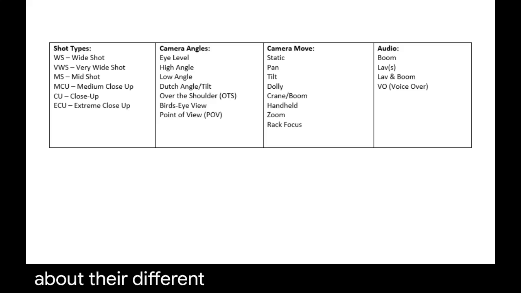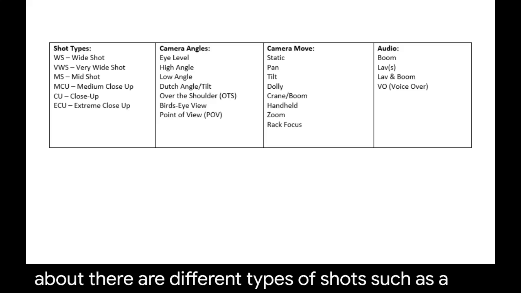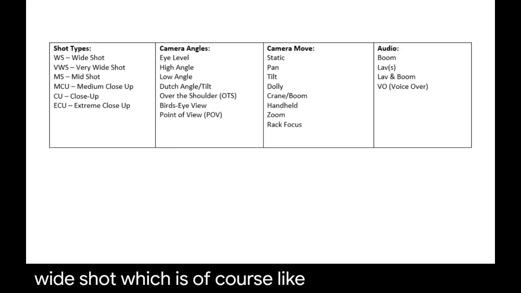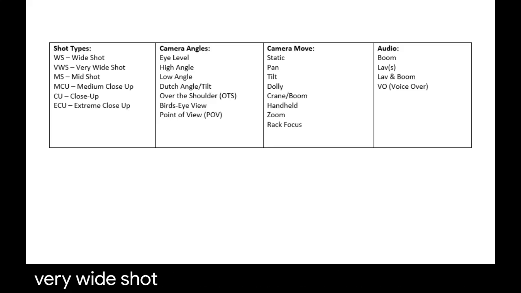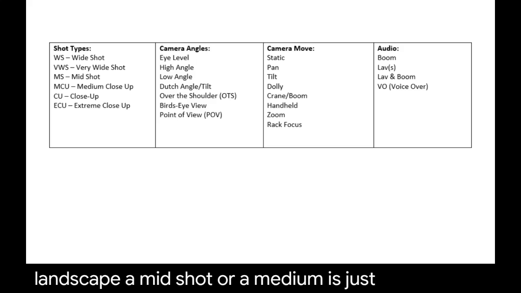There are different types of shots, such as a wide shot, which is, of course, like a wide lens photo. A very wide shot obviously shows more of the landscape. A mid shot or a medium is just kind of in the middle.